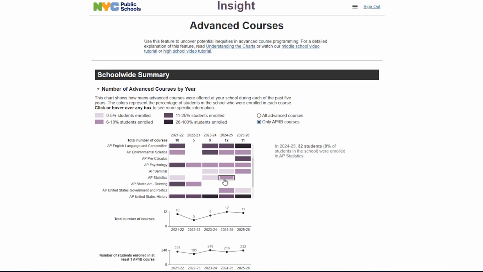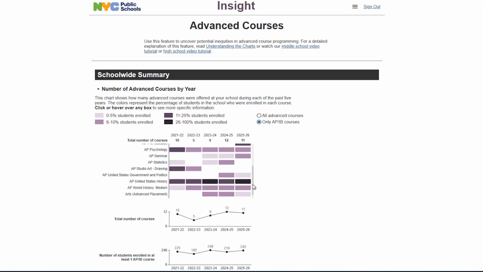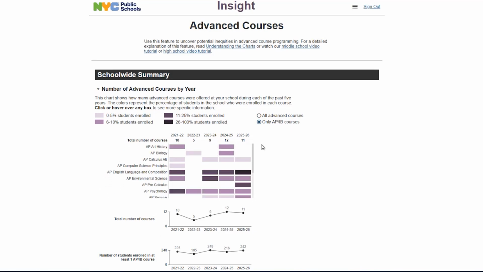And last school year, it actually got slightly more popular. 32 students, 8% of the students, were enrolled in this AP Statistics class. So this might be a class the school wants to bring back to increase the number of their offered AP courses. And they can scroll down the bar to look at more other information.